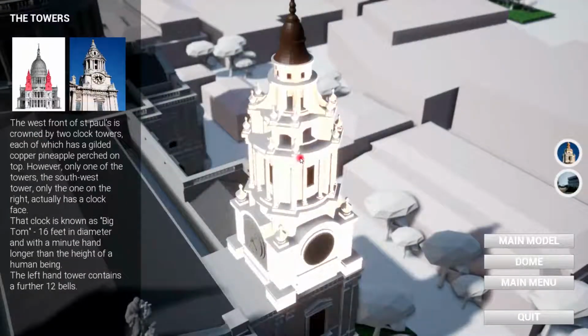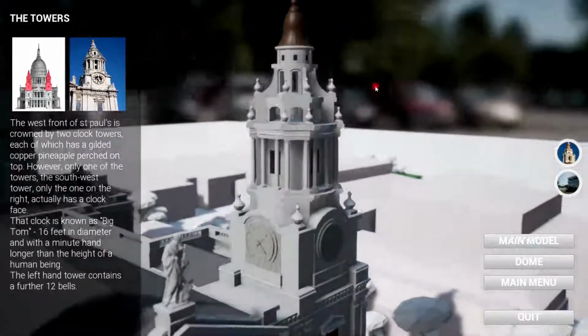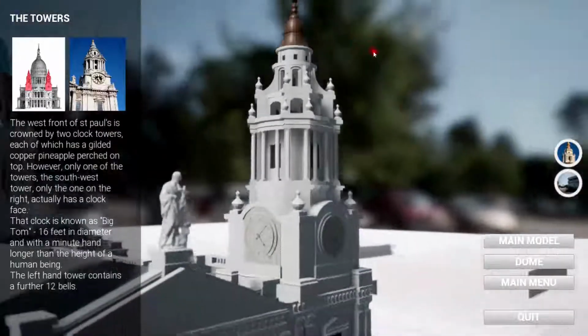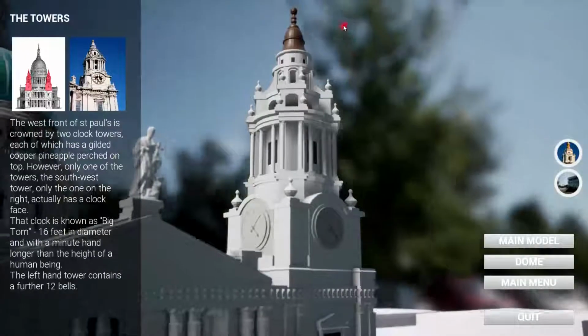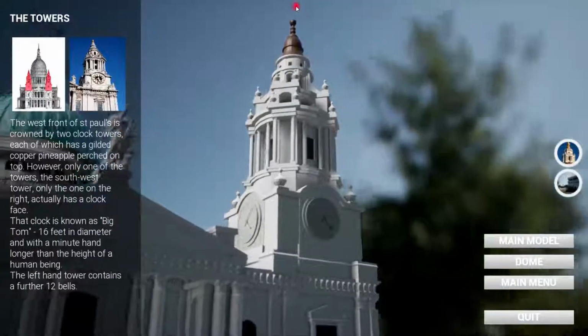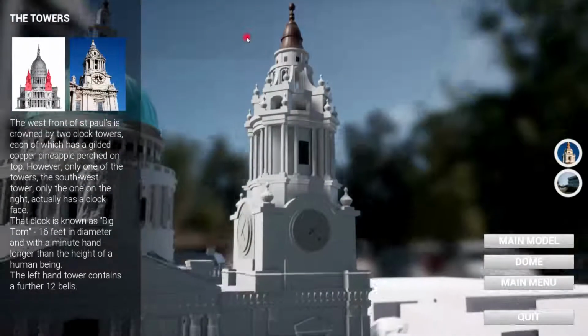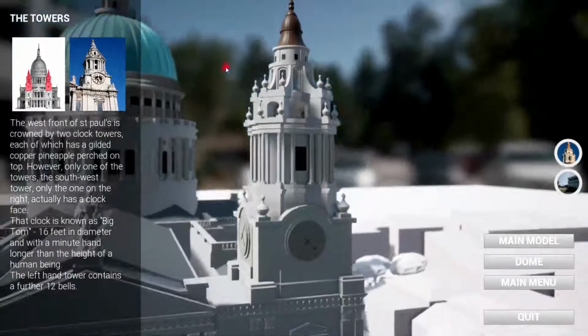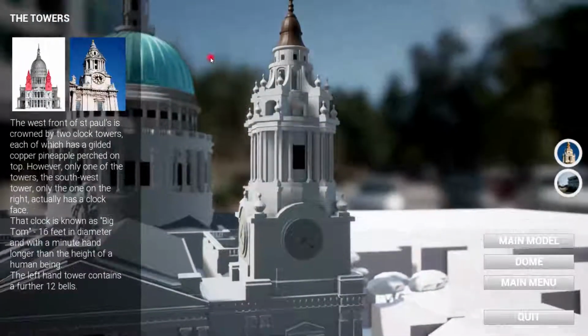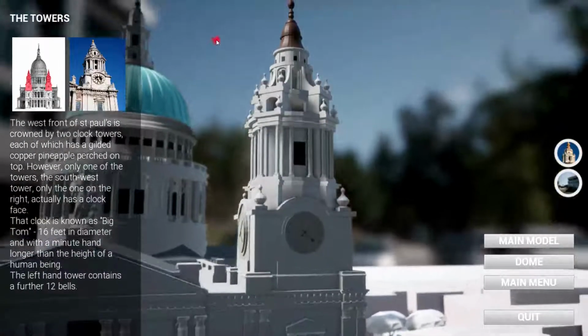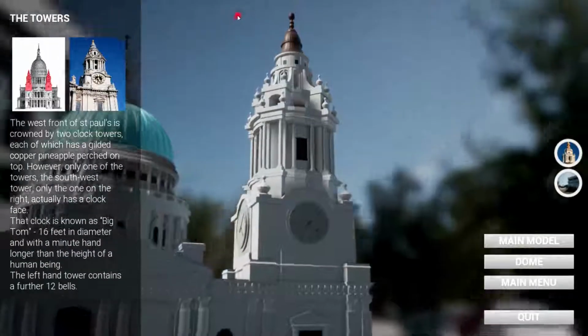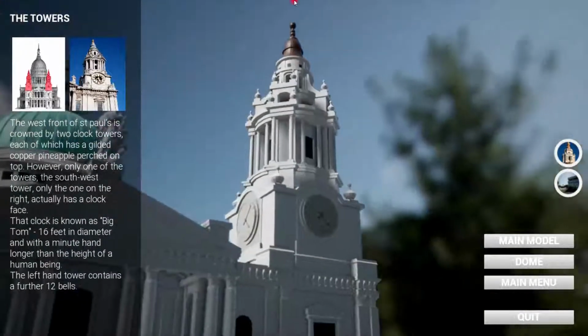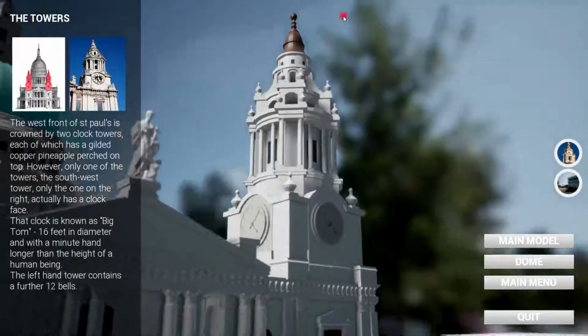The left-hand tower, the west front of St. Paul's, is crowned by 2 clock towers, each of which has a gilded copper pineapple perched on top. However, only one of the towers, the southwest tower, only the one on the right, actually has a clock face. That clock is known as Big Tom, 16 feet in diameter and with a minute hand longer than the height of a human being. The left-hand tower contains a further 12 bells.